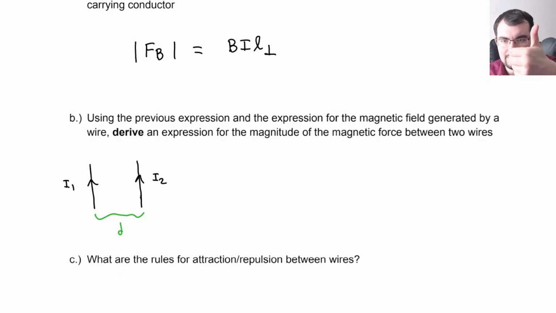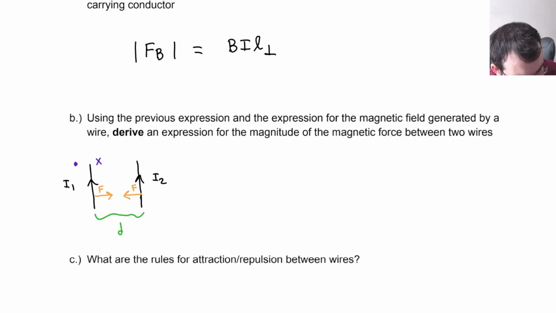So if I do my wrapping around, we'd see that the I1 wire is generating an into the page B field. So if I do QV cross B with that B field, wire 2 is actually getting slapped towards wire 1. So we know the force is going to be attractive. And I know that they're going to be pointing at each other because of Newton 3, right? Equal and opposite reaction. So there's that.